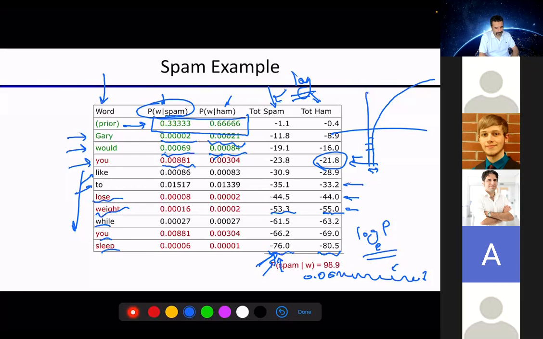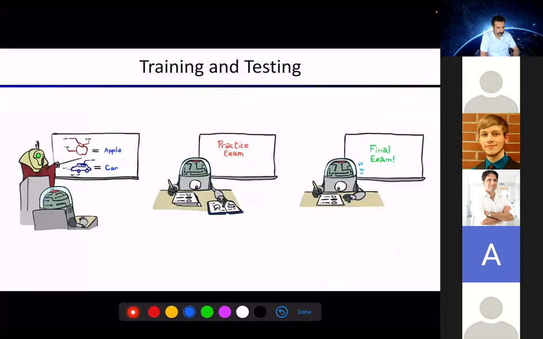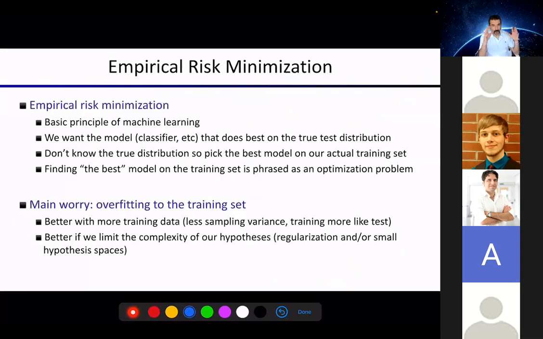And then at the end, you calculate the probability of spam given these particular words. You calculate back all of them to probabilities, and you get this probability value: with 98.9% this is a spam, and with 1.1% it is a ham.